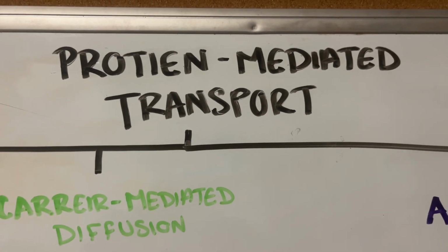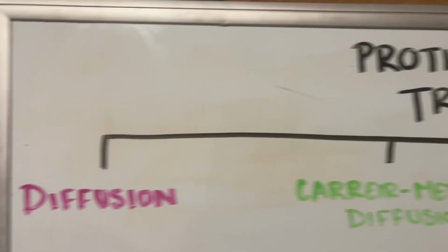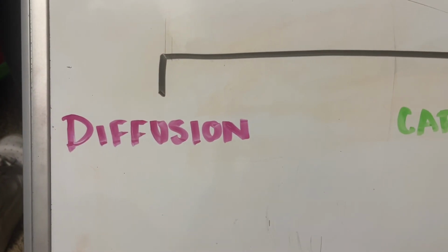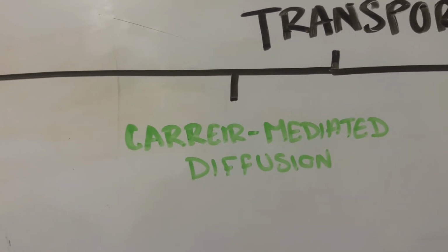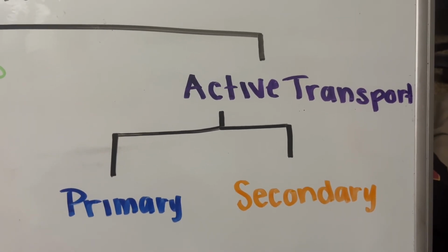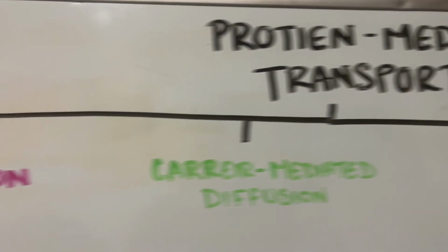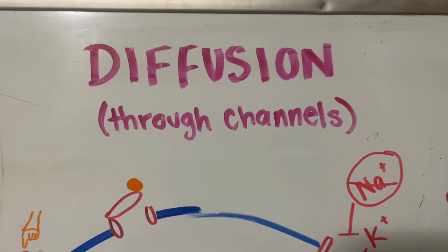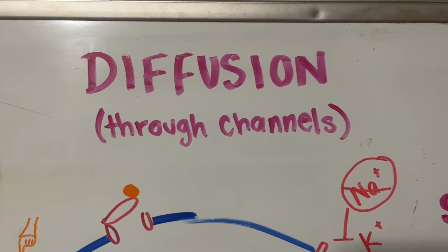One other thing that we're going to talk about today is protein-mediated transport. The three are diffusion, carrier-mediated diffusion, and active transport, which can then be divided further into primary and secondary. We're going to start with regular diffusion, so diffusion through channels.